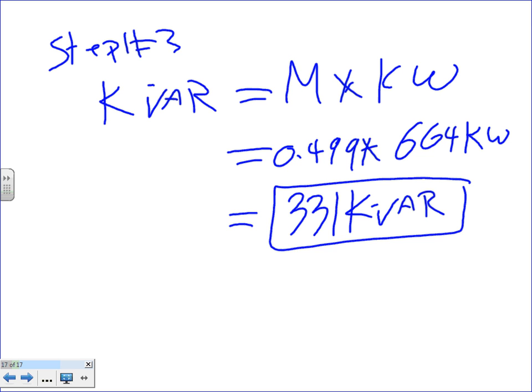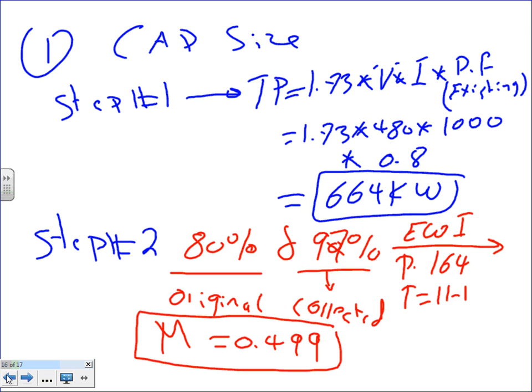Any questions, guys? Here's the kVAR that I need to correct. This is the amount of capacitance that I need to add to increase the power factor to 97%. You got 664, Mr. Bab, that is the kW that we just found, right here, from step number one. Oh, I see. Okay, thank you.